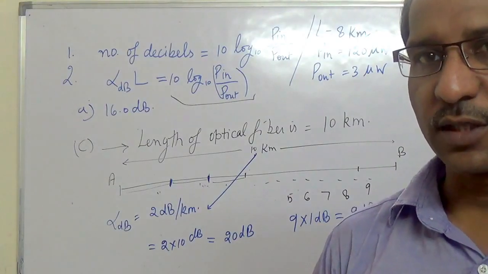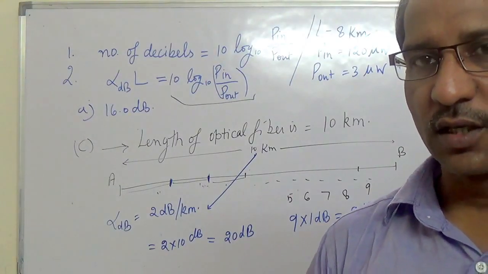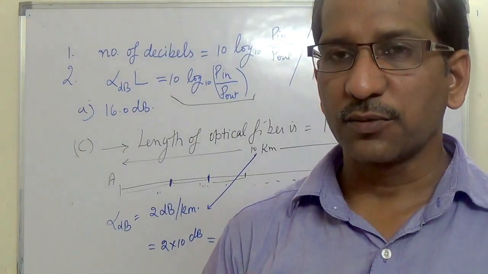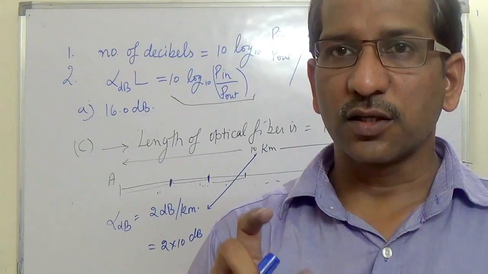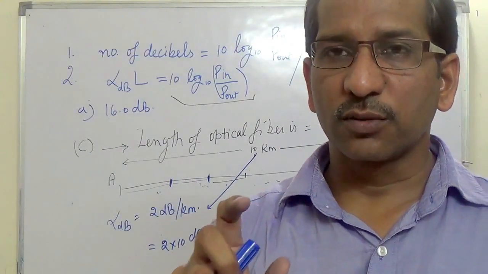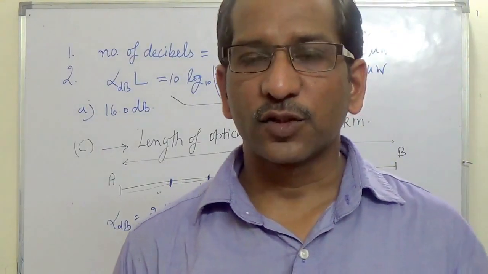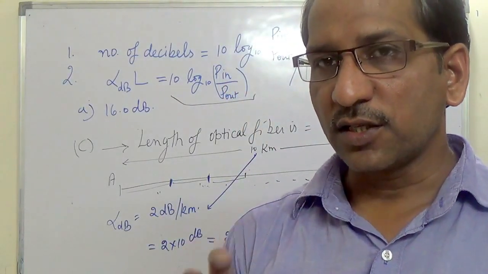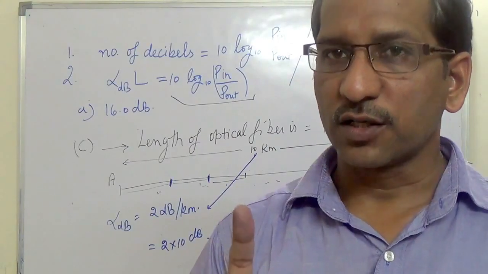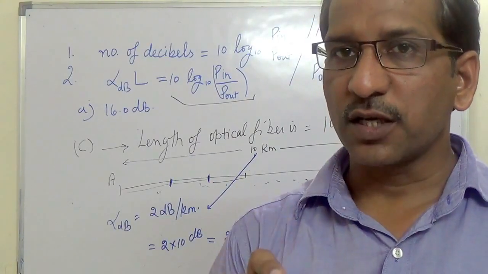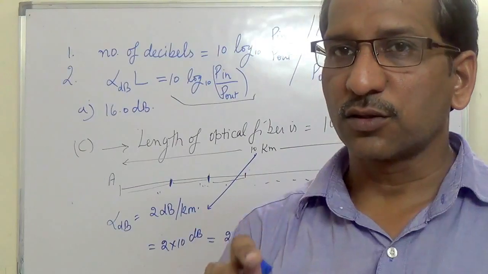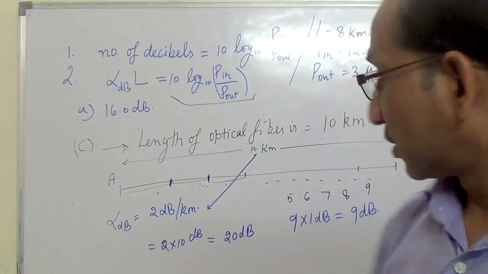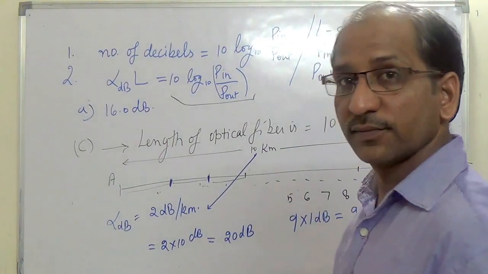So each connector basically loses 1 decibel, and there will be 9 intervals in 10 kilometers. If one interval is of 1 kilometer distance, right? So there will be 9 intervals, and at each interval you are getting one splicer. So each splicer loses 1 decibel. So there will be a loss in the signal of 9 decibel, right?